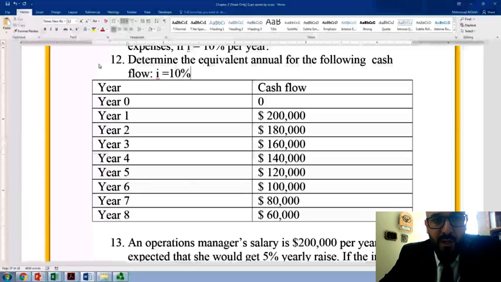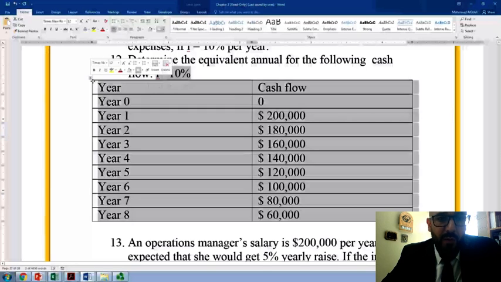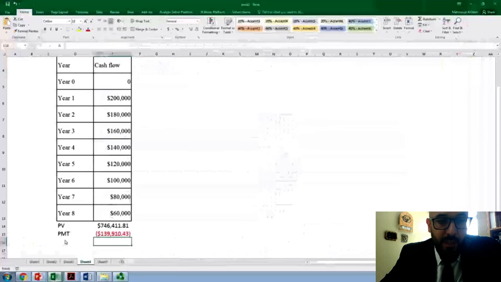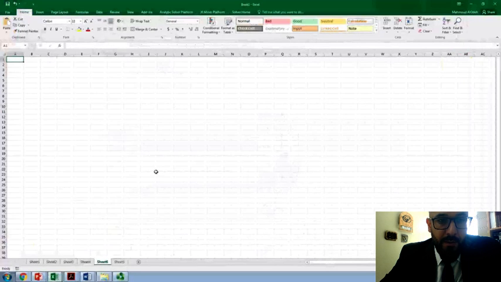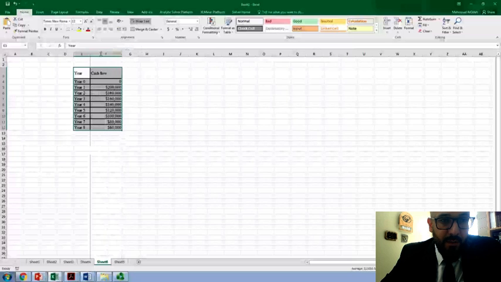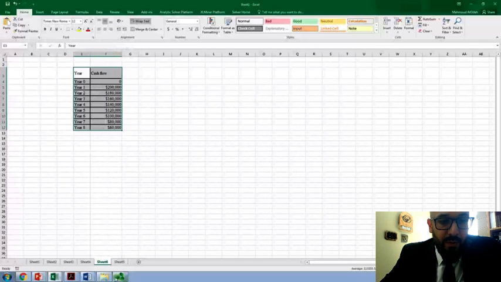This is one of the things that's missing from the question. The percentage, we don't know what the percentage is, so I've added this 10% as the interest rate. And we have this cash flow. When we have a cash flow like this, we need to use Excel. So I'm going to use Excel here and copy this data that we have on the table.